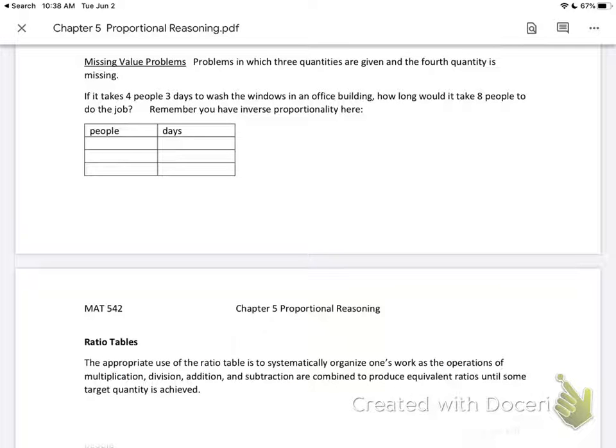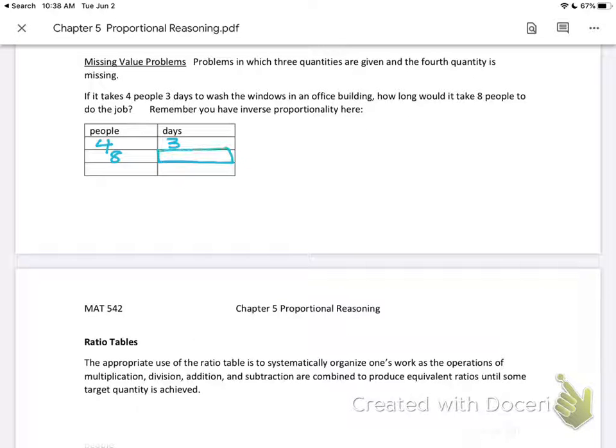Okay, missing value problems. These are problems in which 3 of the 4 quantities are given and the 4th is missing. So let's see. If it takes 4 people 3 days, so there's 1 given, 2 given. How long will it take 8 people? That's 3 out of the 4. I'm looking for this box right here.